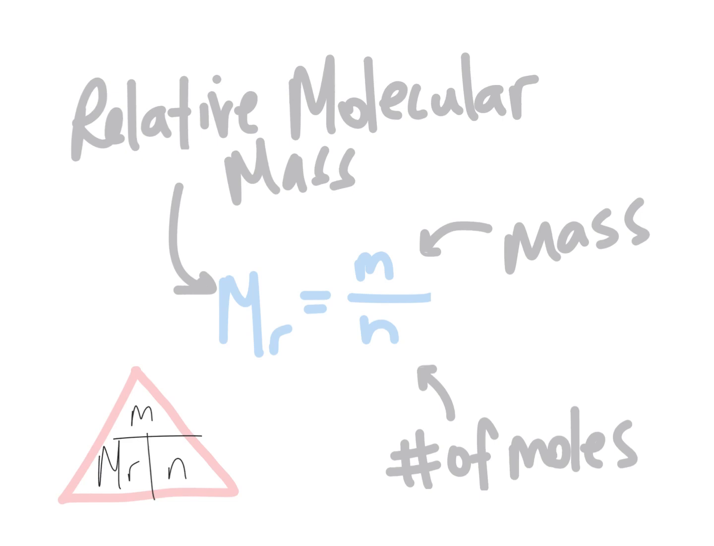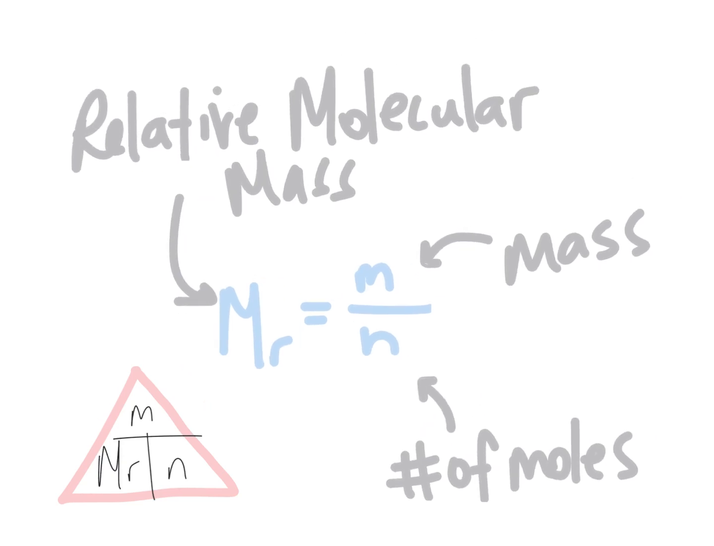Okay, this screencast lesson is about determining mass if you have relative molecular mass and moles, or determining moles if you have relative molecular mass and mass. It's basically using this equation: the relative molecular mass is equal to mass divided by number of moles. Or you can think of it like looking at this triangle in the corner, where you can rearrange these three variables by covering up the variable that you're trying to find.